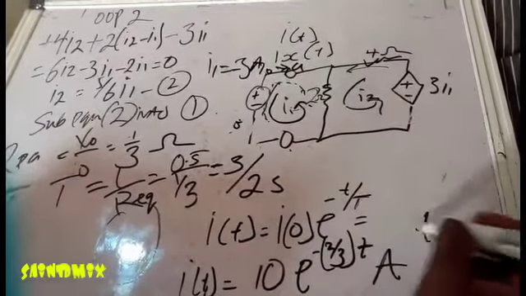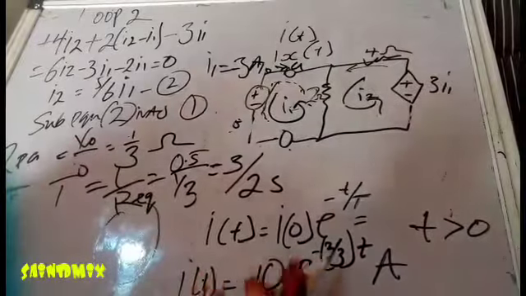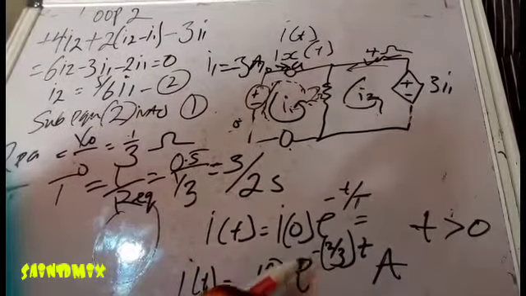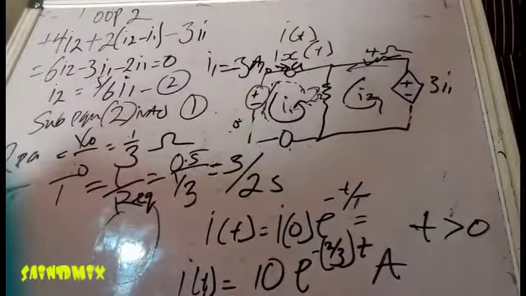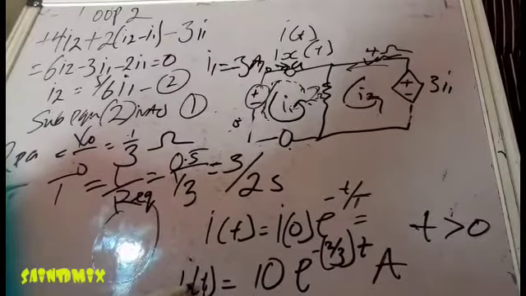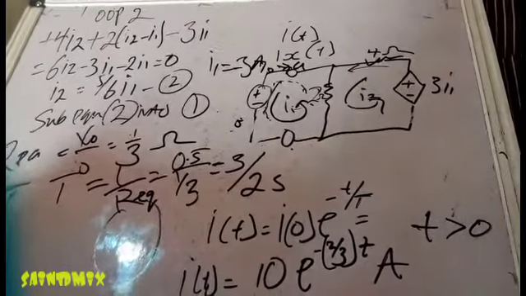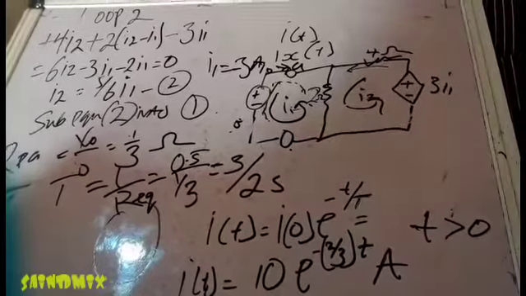And remember, our t is greater than what? 0, because that's only when this can stand. Once t is equal to 0, our e raised to the power 0 will just be equal to 1, and thereby turn our i(t) to just become 10. So our t in this case will be higher than 0.